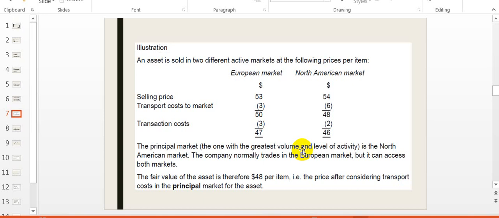So, based on the principal market, the fair value will be $48 per item. When determining the fair value, we do not include transaction costs. Remember in IAS 2, inventory. How do you value inventory? It's cost plus transport costs. If you're going to transport that inventory to its intended location, you include transport cost in the inventory. Okay, so same principle here.